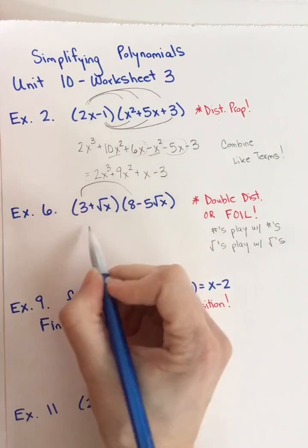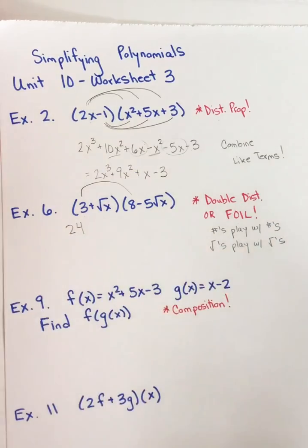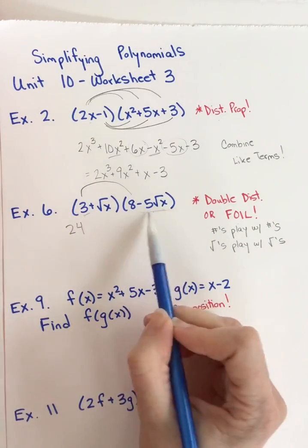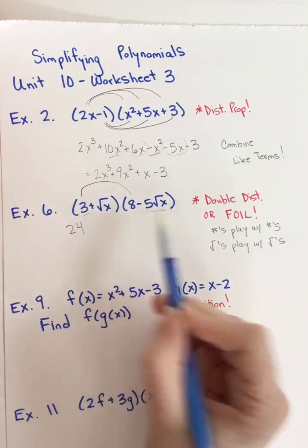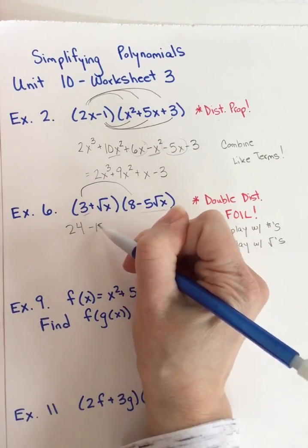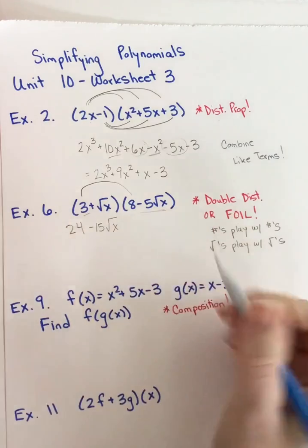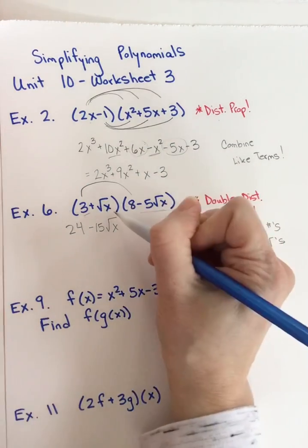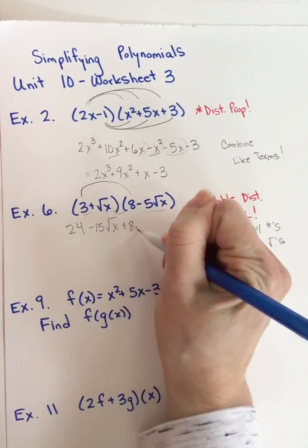3 times 8, 24, not a trick question. When I take 3 times -5x, the 3 multiplies with the -5 to give me -15 square root of x. The square root of x just gets pulled along for the ride. In the middle, I have 8 square root of x.